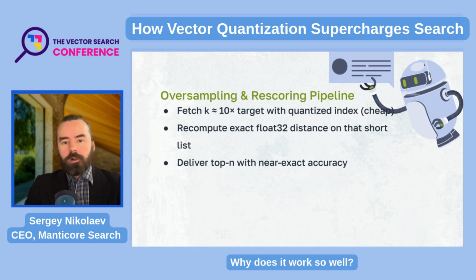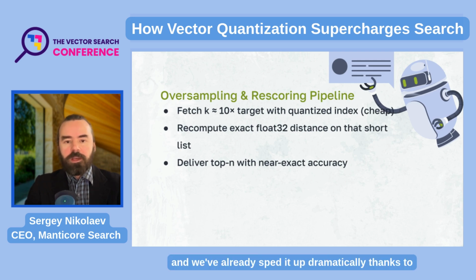Why does it work so well? Because over 90% of the latency is in that first pass, and we've already sped it up dramatically thanks to quantization. The rescoring stage only touches a tiny slice of the whole dataset, maybe 1/1000th of a percent, so it just adds a few milliseconds. But that's enough to push the recall super close to what you'd get with full precision search. So yeah, oversample and rescore. You get the speed and memory benefits of quantization and the accuracy that's good enough for production.